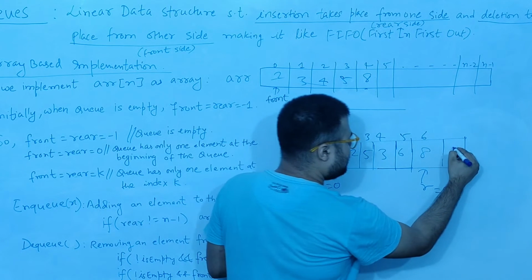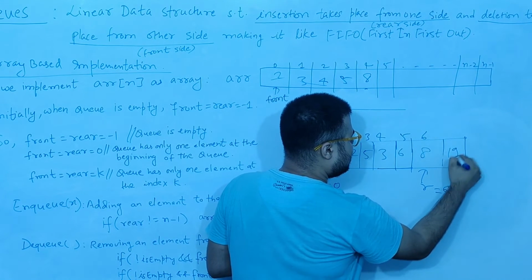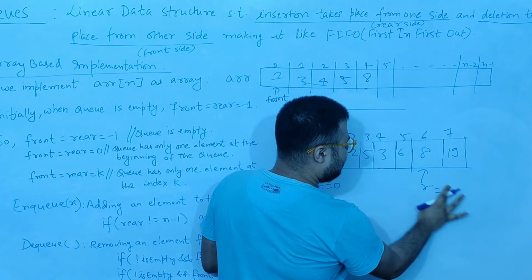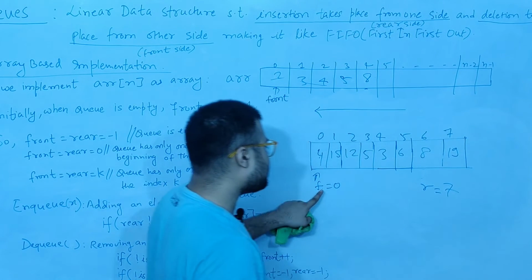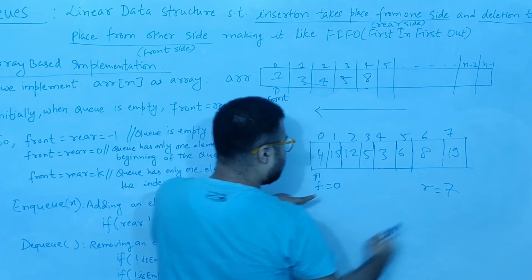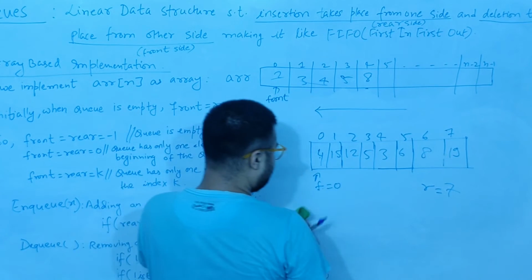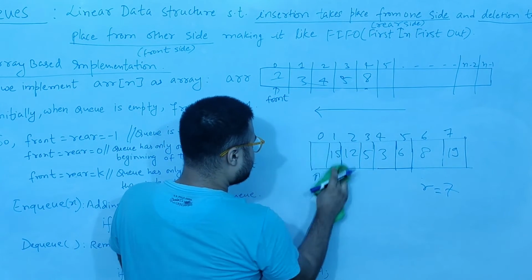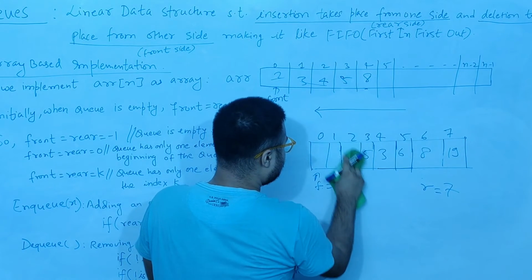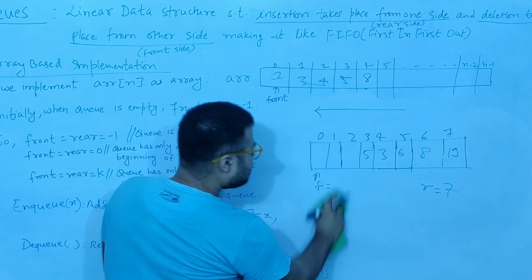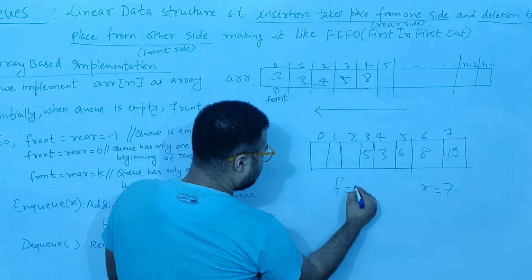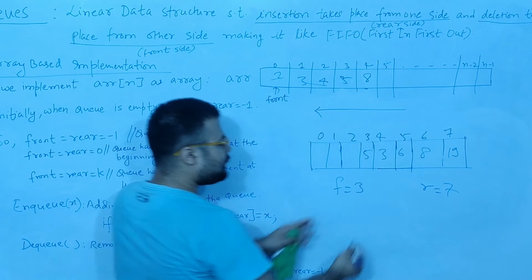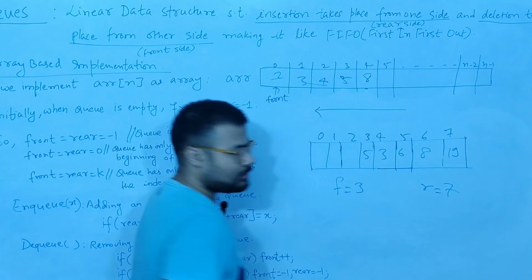If you add one more element, and let's say it is 19, and rear is now 7, then the elements of the queue are from 0 to 7. If you delete an element from your queue, you delete 4, you delete 15, you delete 12. Okay, now front is 3. Now f is equal to 3. So the elements in the queue are from 3 to 7.